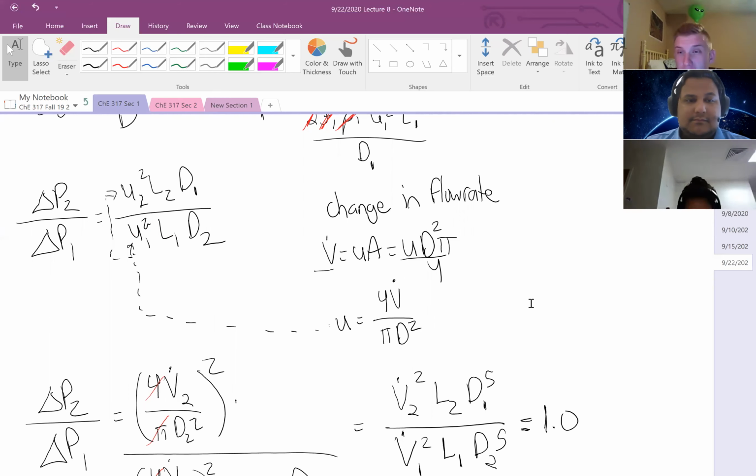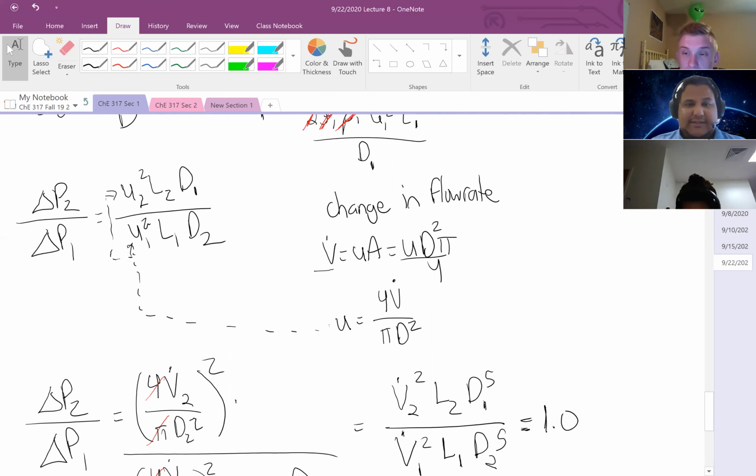How could you cancel the friction factor? Go ahead, Mitch. How did you cancel your friction factor? You said the velocity didn't change, but I thought if the area is different, it would change. I said the velocity is going to change, and the area is going to change.